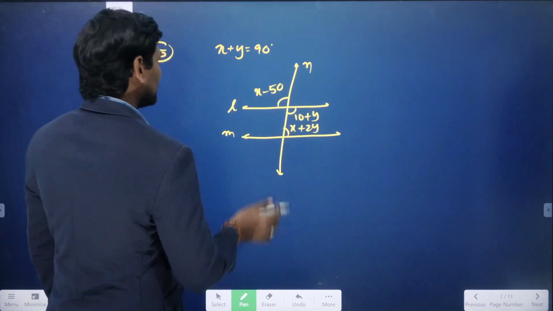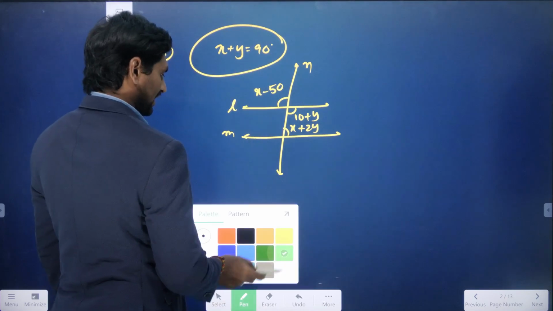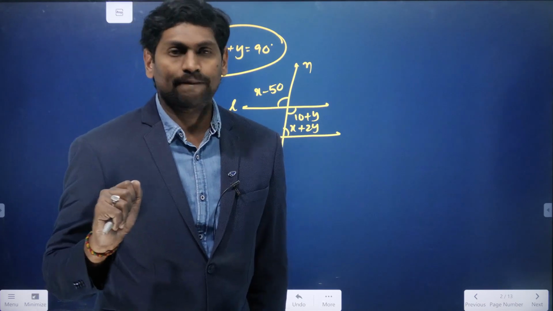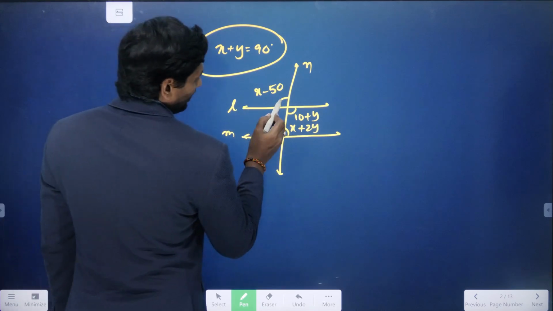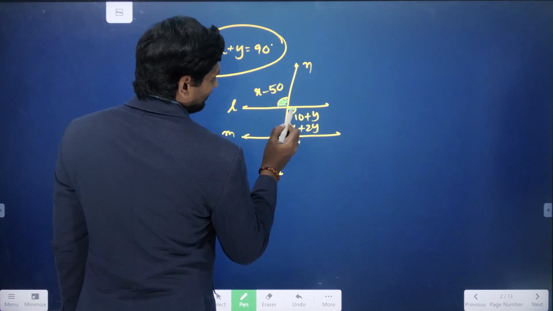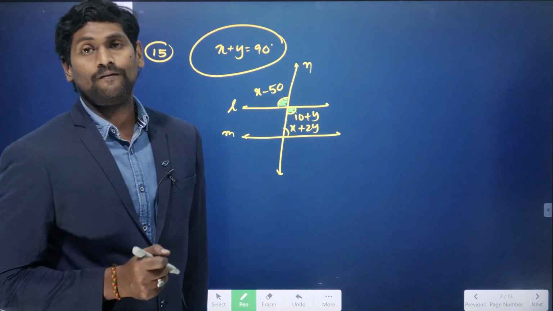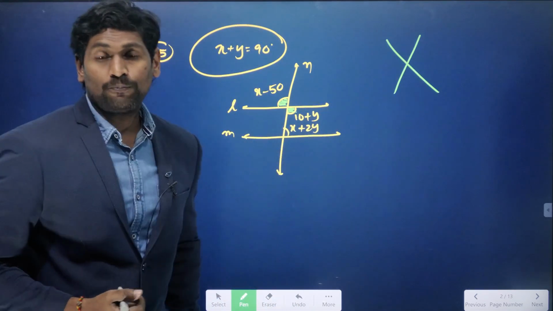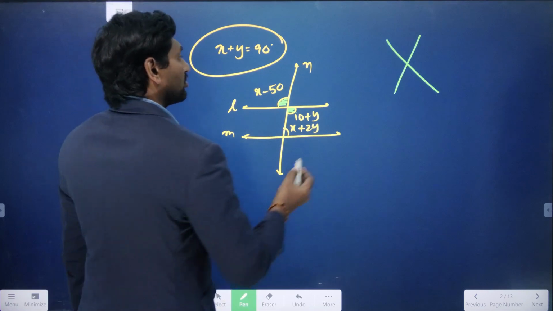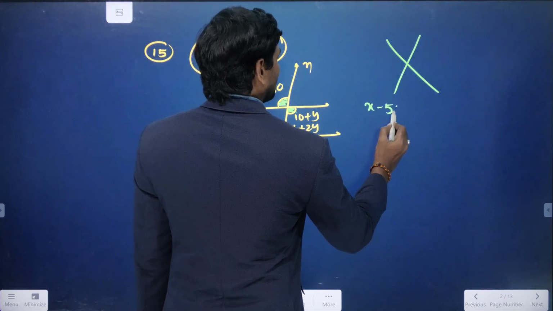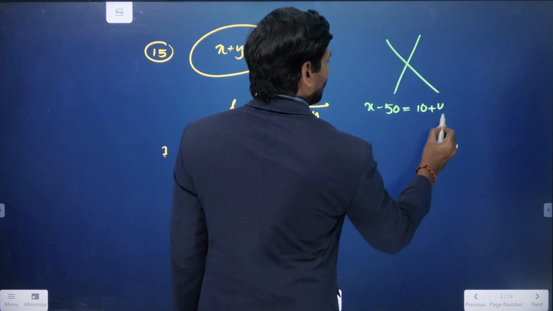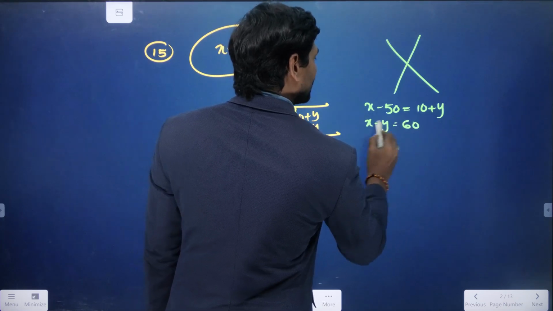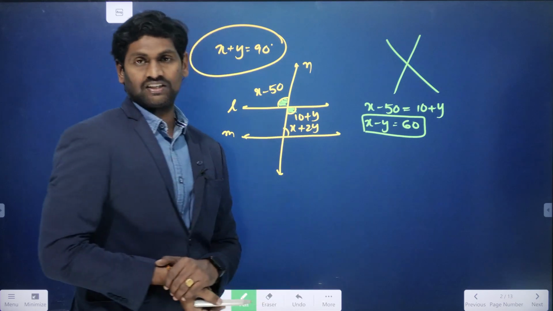But the condition we know is x plus y equals 90 degrees, because x and y are complementary angles. Now, from this figure, we can say that x minus 50 and 10 plus y are equal. How? Vertically opposite angles, the X shape. Vertically opposite angles are equal. So let us equate them: x minus 50 equals 10 plus y, and x minus y equals 60 degrees.